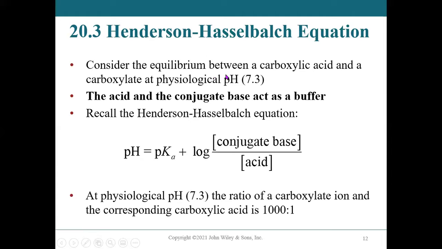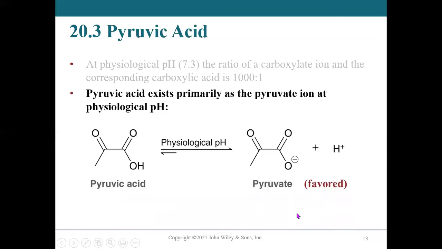Consider the equilibrium between carboxylic acid and carboxylate at physiological pH 7.3. The acid and the conjugate base act as a buffer. Recall the Henderson-Hasselbalch equation: pH equals pKa plus log of the concentration of the conjugate base divided by the concentration of the acid. At a physiological pH of 7.3, the ratio of carboxylate ion to the corresponding carboxylic acid is 1,000 to 1.